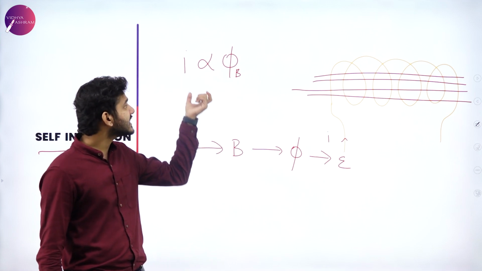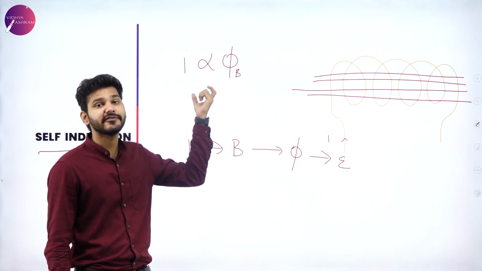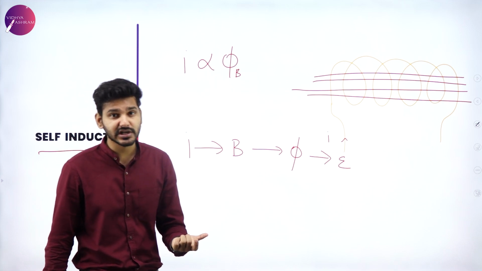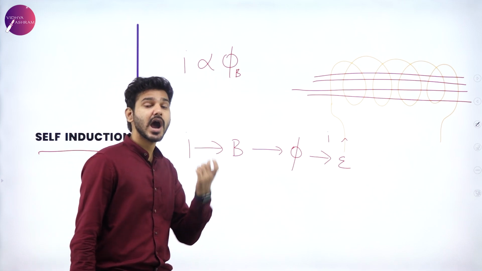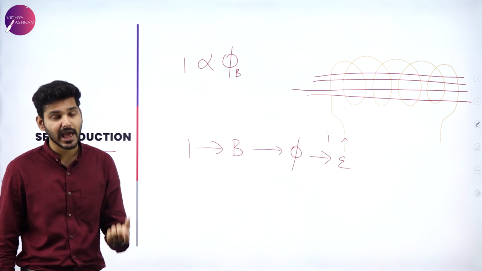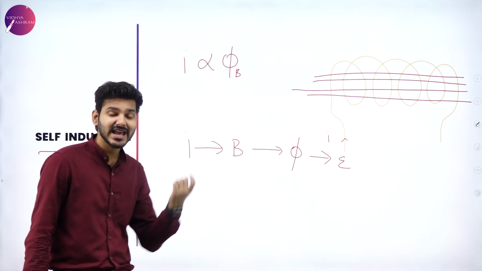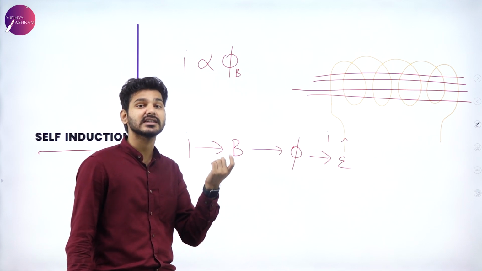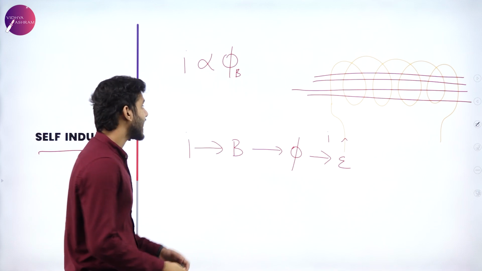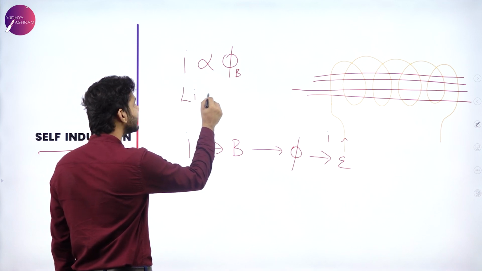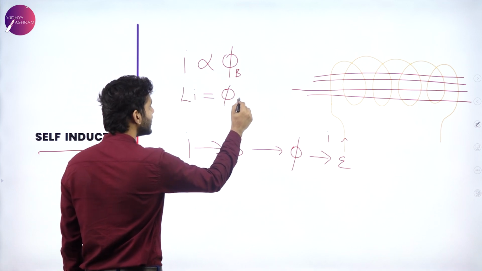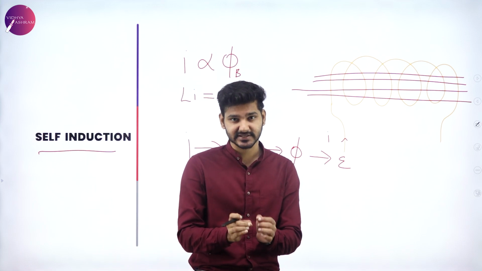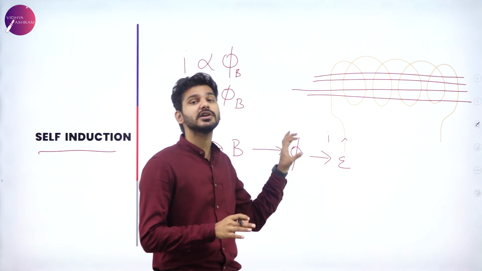So here we know that I is directly proportional to phi B, but this is a proportionality sign. In order to avoid the proportionality sign, we need a constant of proportionality, and that constant is known as self-inductance, or the self-inductance constant. So we can say that L I will be equal to phi B, where L is the constant known as self-inductance. So this is the idea behind this concept.